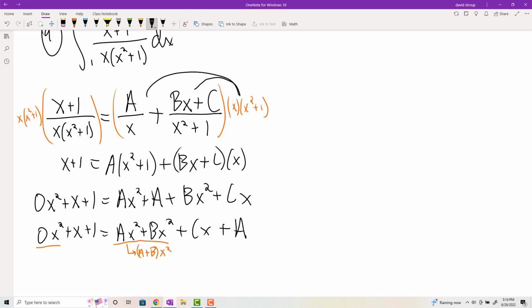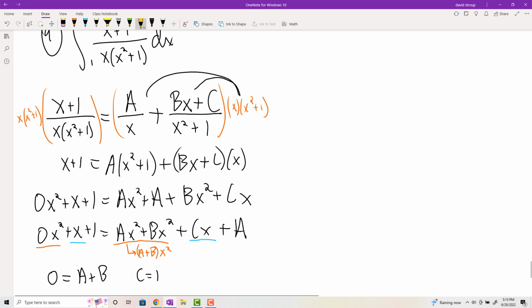So the a plus b on the right has to equal the 0 on the left. The coefficient over here on x squared, which is 0, has to equal the coefficient on x squared on the right, which is a plus b. Okay, then do the x part. So the coefficient on the left is 1. The coefficient on the right is c. So c must equal 1.